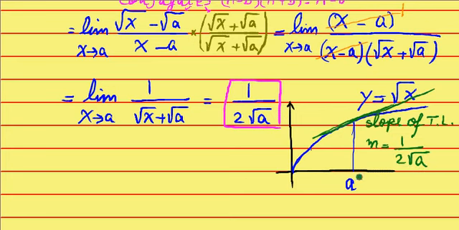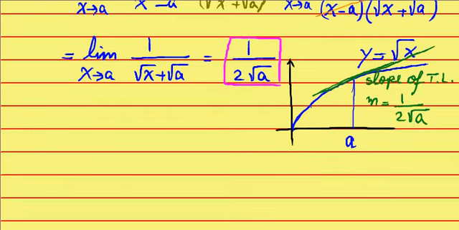So if this a was 9, the slope turns out to be 1/6. Is that right? The square root of 9 is 3, times 2 makes it 6. If a was 100, the slope is going to be 1 over 20, and so on. Maybe I ask you to do the following.